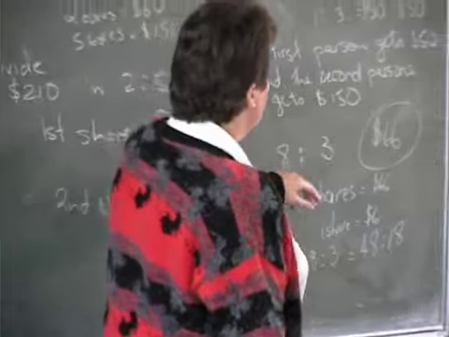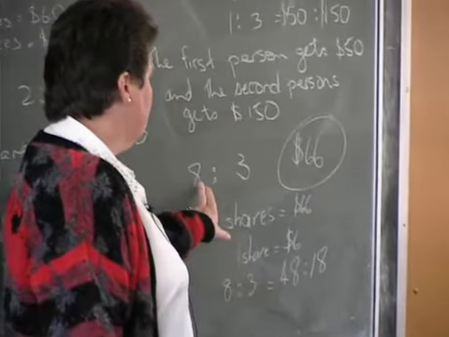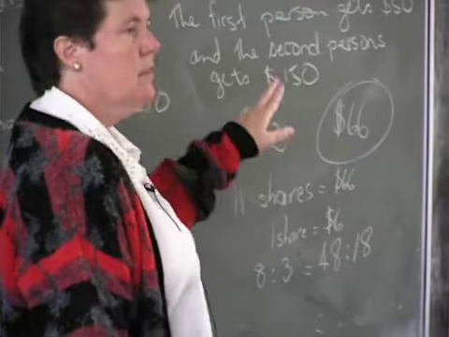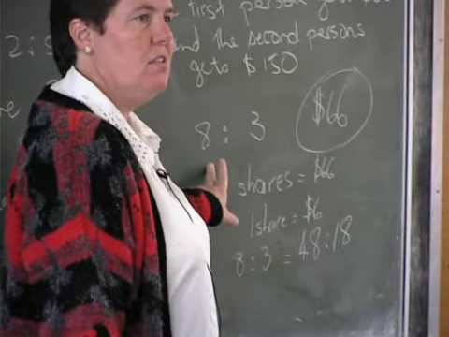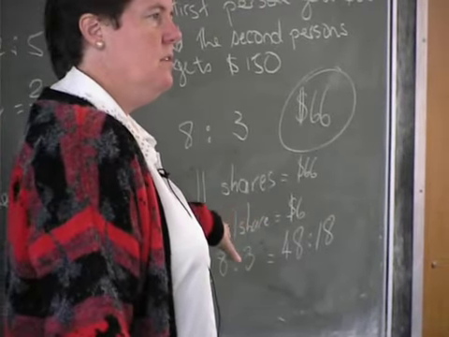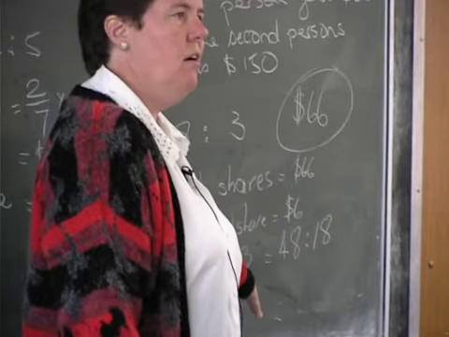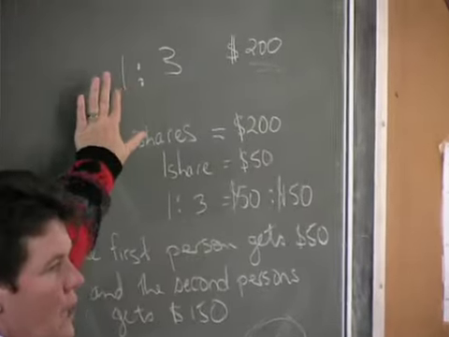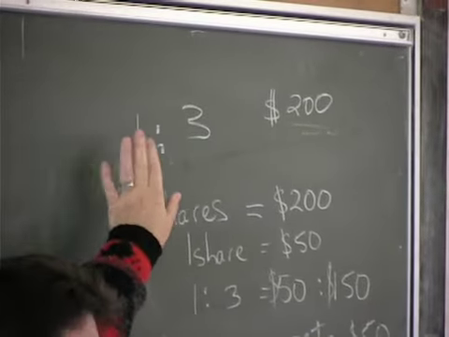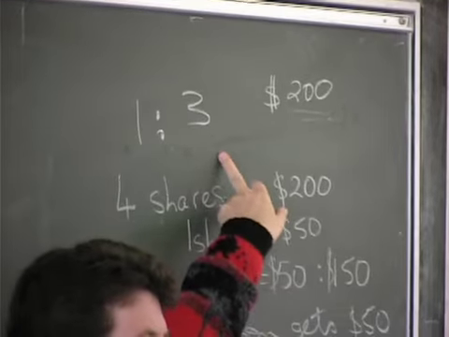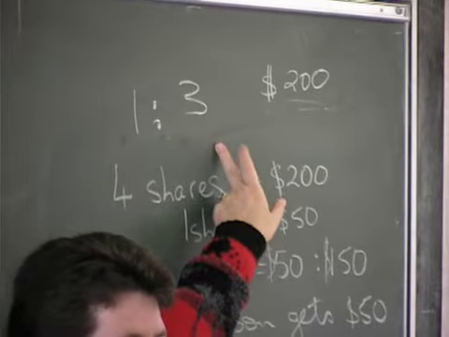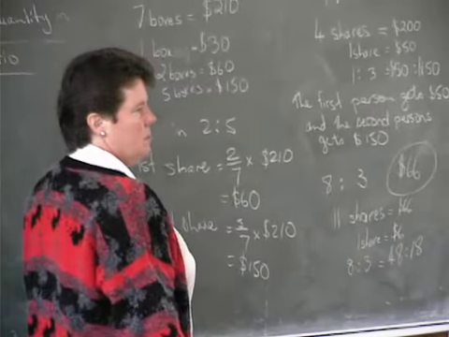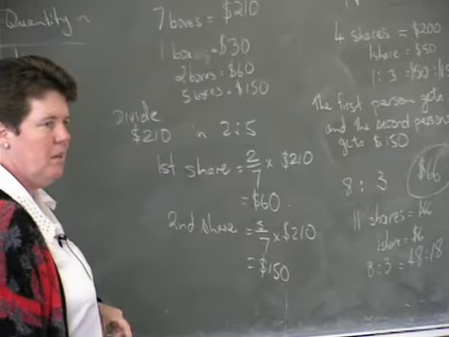So, how would I set this one out when I had a ratio of 8:3? I would have said the first person gets 8/11 of 66 and the second person gets 3/11 of 66. Here I would have said the first person gets 1/4 of 200 and the other person gets 3/4 of $200. It has one small advantage, it's probably just a tad shorter in writing, but that's about the only advantage.